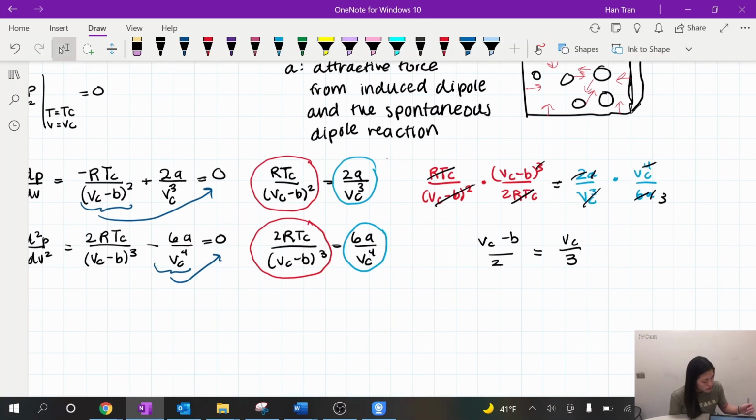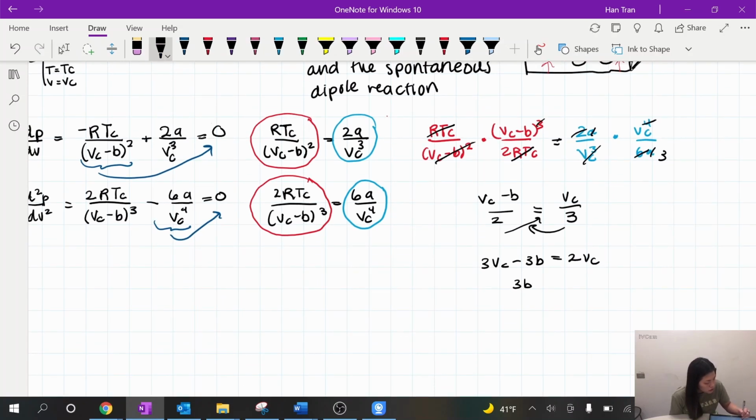So now to solve this, I'm going to move 3 onto that side and 2 onto that side. So that's going to give me 3 times the critical specific volume minus 3B equals 2 times the critical specific volume. So moving things around, I'm going to have 3B equals 3 times the critical specific volume minus 2 times the critical specific volume. So that's going to leave me with 3B equals the critical specific volume. And then so B is going to be the critical specific volume over 3. So that gives me the parameter B.